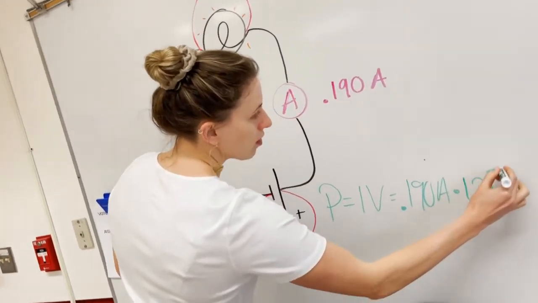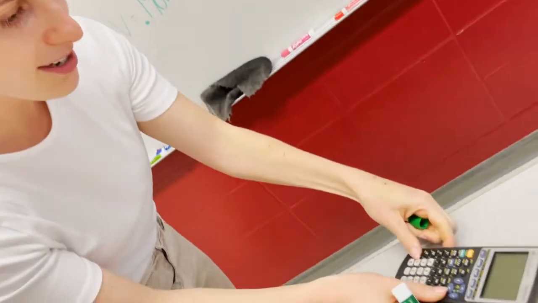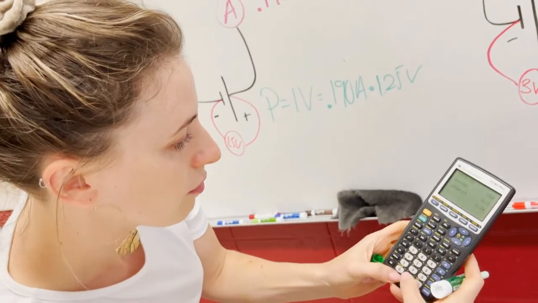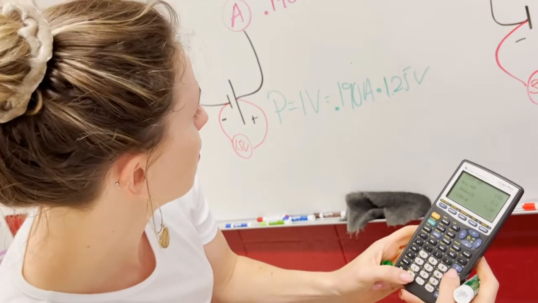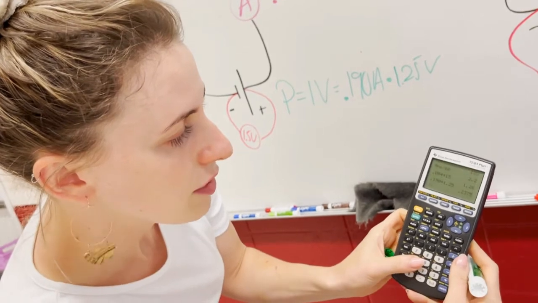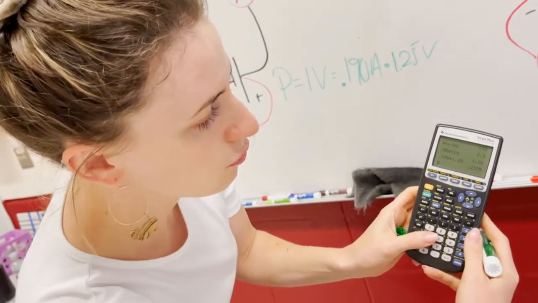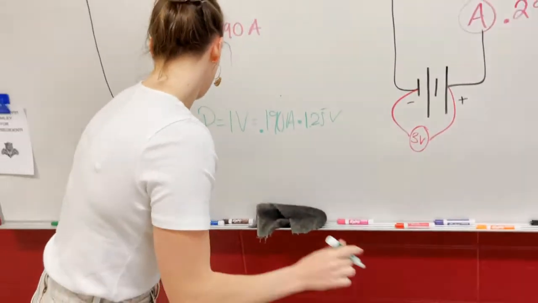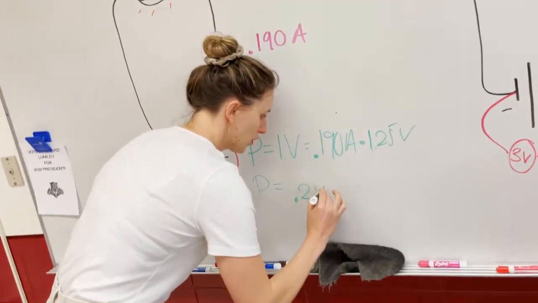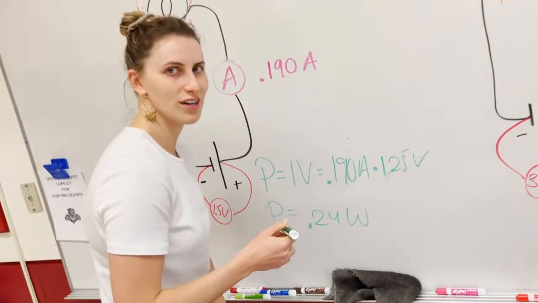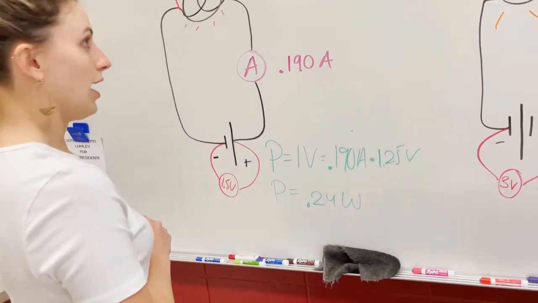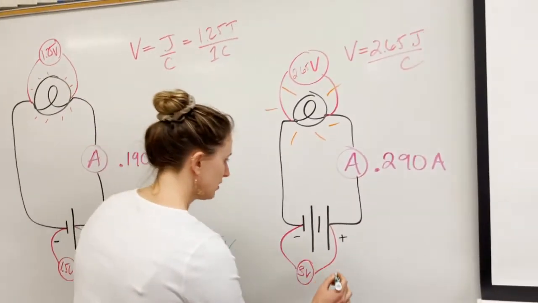1.25. Okay, calculator time. So 0.190 times 1.25, and I get, we're going to call that 0.24. It's about a quarter of a watt. Power equals 0.24, and you guys have heard of watts before. We spent a lot of time on that stuff. Okay, so now let's do the same thing for the bright bulb.